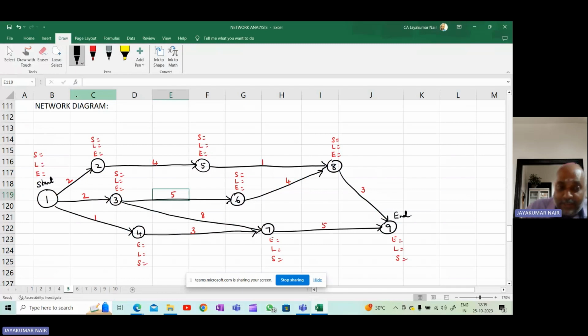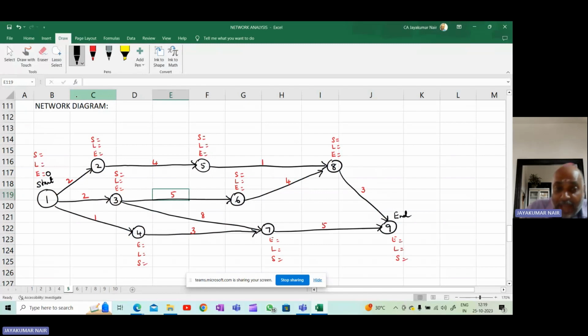First one, always remember at the start, E should be taken as 0. That means we start today. I'm starting the project, so the starting time will be taken as 0. It will take 2 months to complete this particular activity. That is, 1 to 2 is one activity. It will take 2 months to complete it.